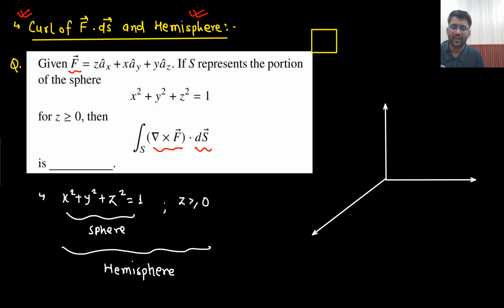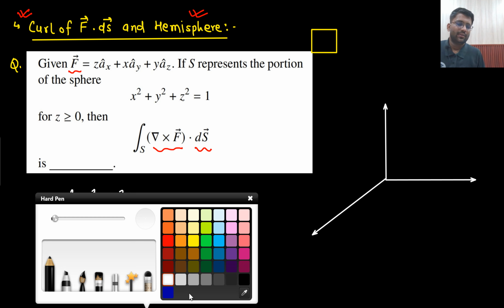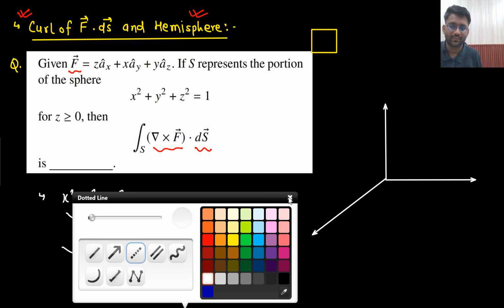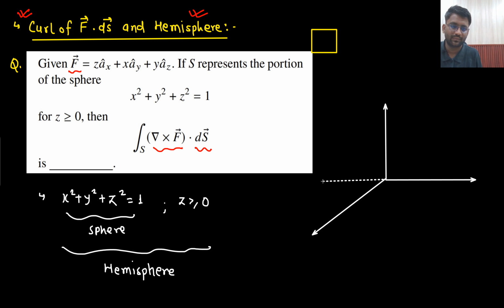Note the full sphere, hemisphere I will be getting, no? So how do I make the hemisphere? What do I do? This is your xz plane actually. This is your z, this is your x, y. Z greater than 0 I need to take. So wait a second, let's keep this as z. This is x and y. Z greater than 0 I need to take.